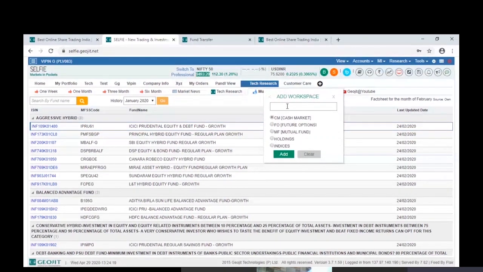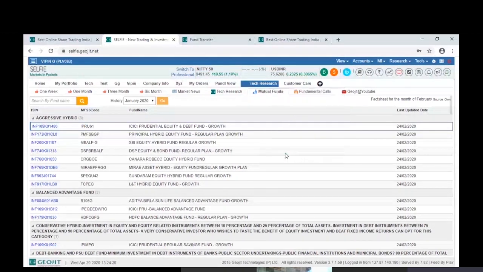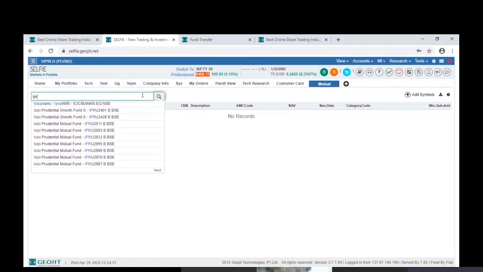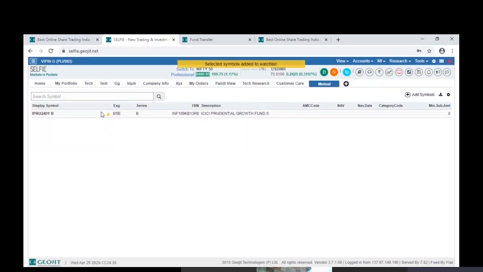So let us now create a mutual fund workspace. I have selected mutual fund and I name it something like mutual, and I created it. Now a mutual fund workspace has been created. Now add any of the symbols which you can see in the mutual fund, and you can add it out here.